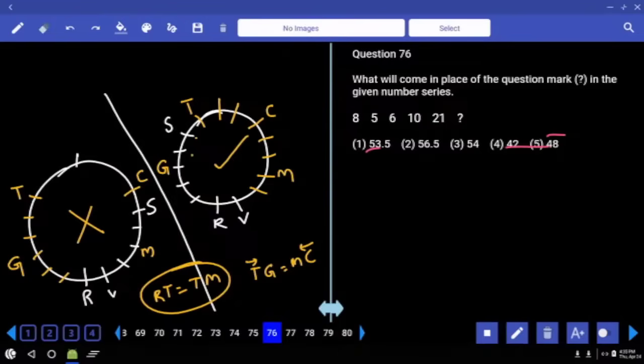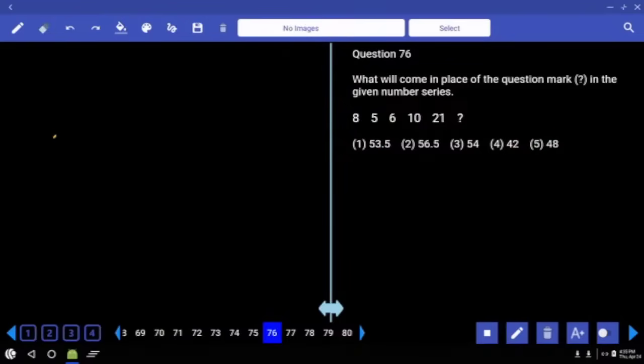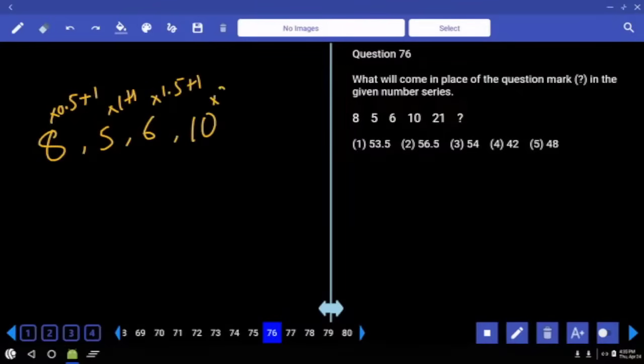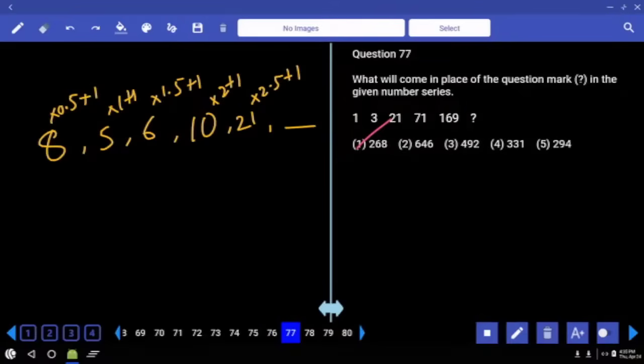Now we need to start with 8. Now 8 into 0.5 how much? 4. 4 plus 1 is how much? 5. 5 into 1 plus 1, 6. Now 6 into 1.5, 9 plus 1, 10. Now 10 into 2 plus 1, 21. 21 into 2.5 plus 1. 21 into 2.5 is 105 divided by 2, 52.5. Plus 1, 53.5 is the choice. Done with this? 76. Then 77.